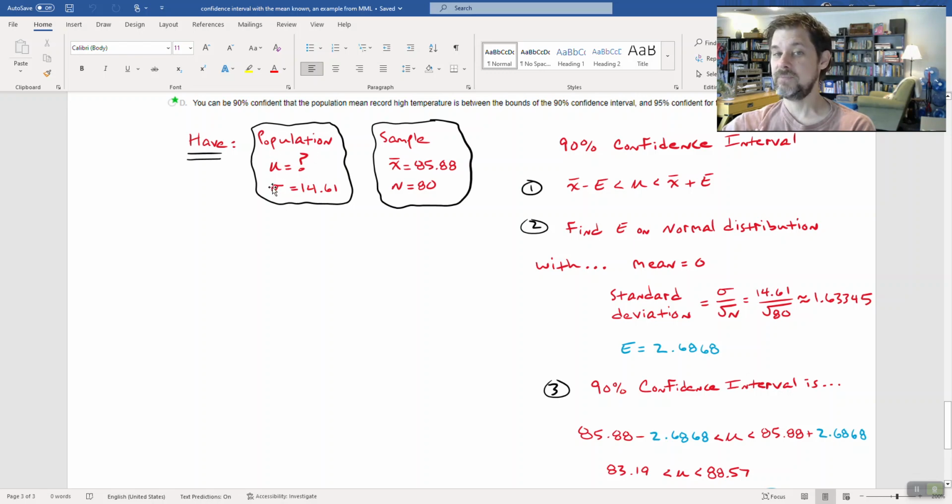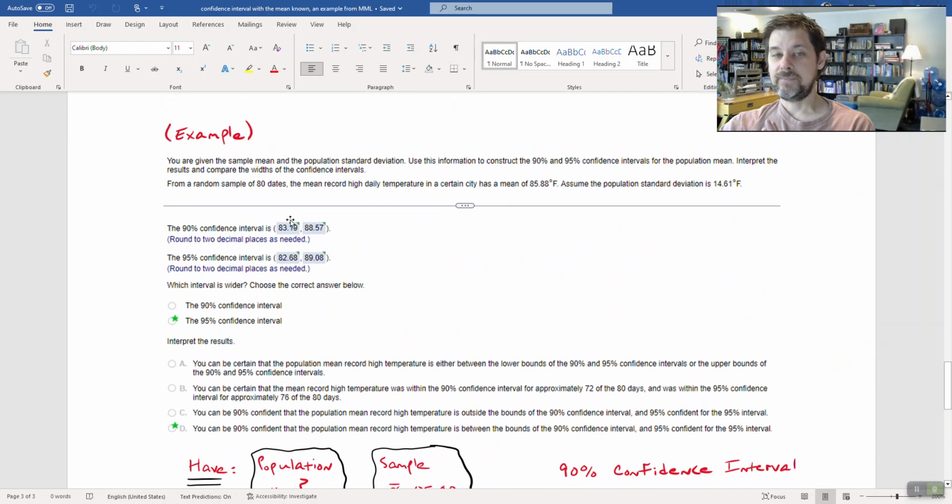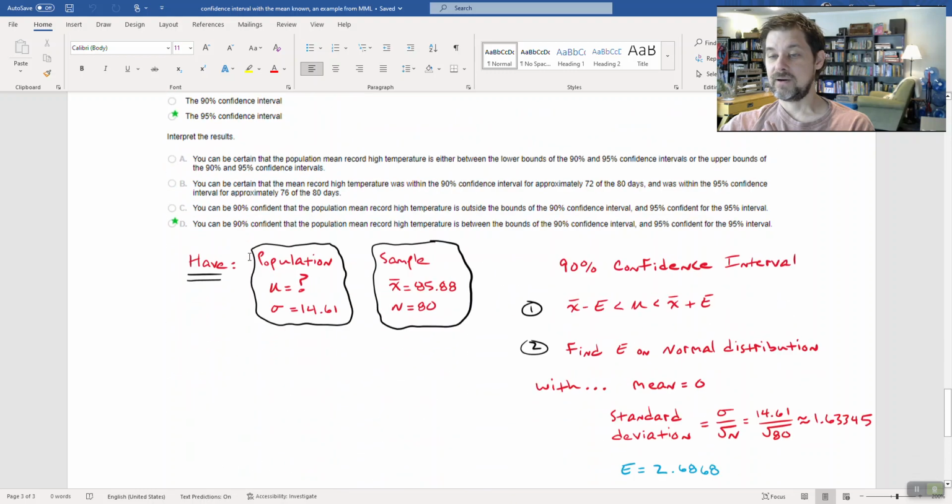Okay, so we don't know mu, and we don't know sigma. We take a sample of 80 days, where among that sample, the mean high temperature is 85.88 degrees. Okay, so that's all the stuff we have. That's all the stuff I told you that we would have when we solve this kind of problem. Now, I'm going to do this part where we find a 90% confidence interval.